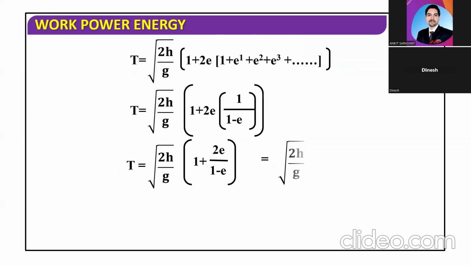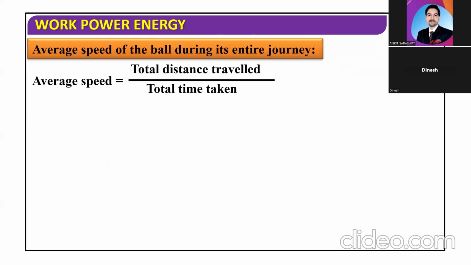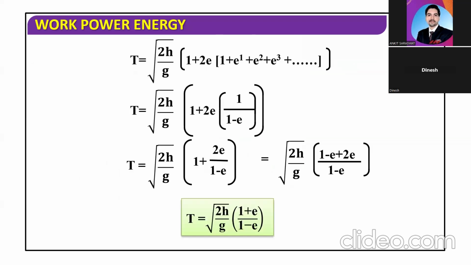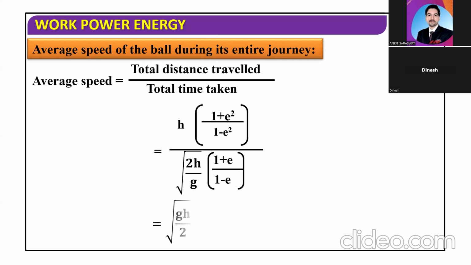If you want, you can remember these formulas. Equation of motion they have applied. Average speed is total distance by total time. You can write the direct formula. Total time is under root 2h by g times (1 plus e) by (1 minus e). Total distance we have solved: h times (1 plus e square) by (1 minus e square). Finally, average speed will be under root gh by 2 times (1 plus e square) by (1 plus e) whole square.